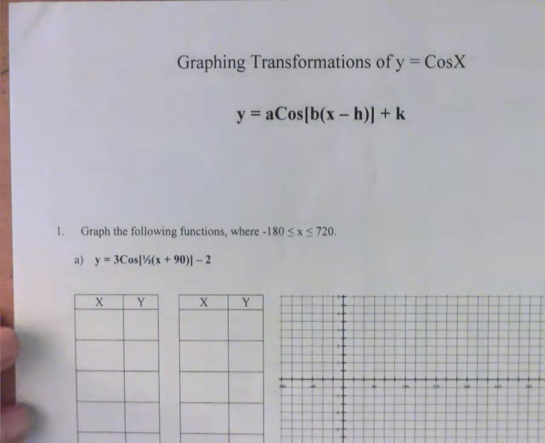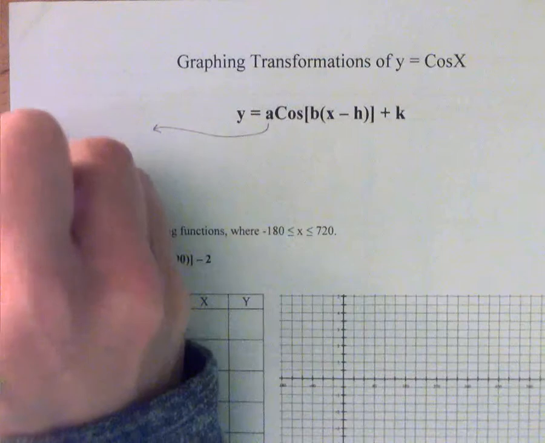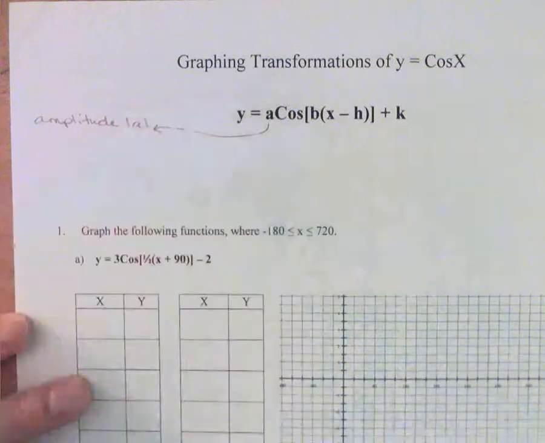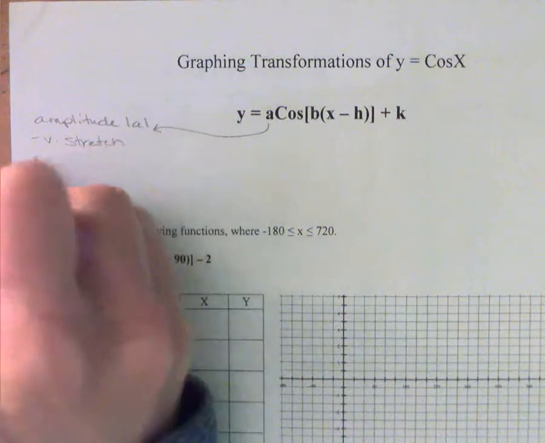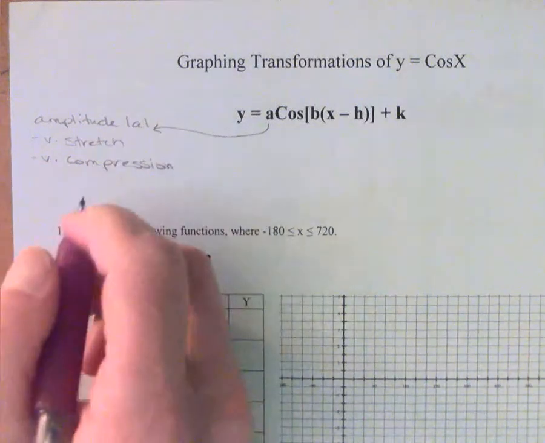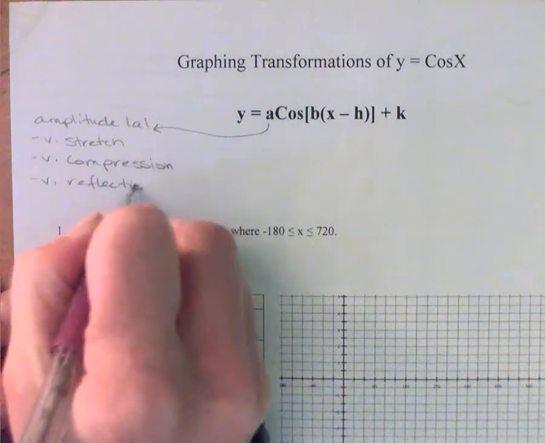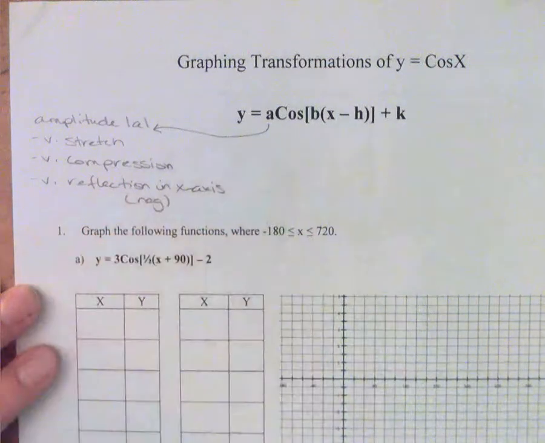Okay, let's look at graphing the cosine function. So let's figure out what each part of the cosine function does. So we have our a value. This again is our amplitude, which is the absolute value of a. You have our vertical stretch, our vertical compression, and we have our vertical reflection in the x-axis when we have a negative.